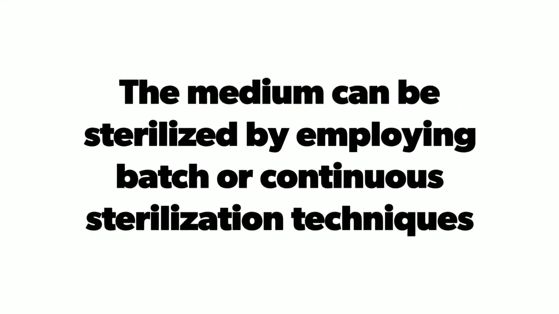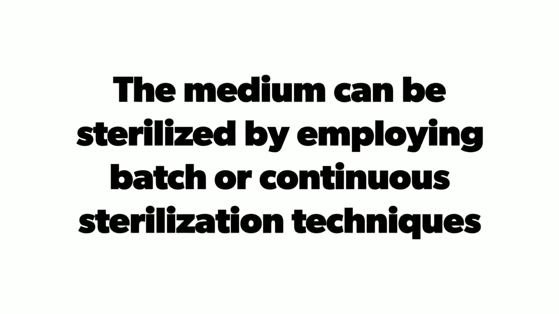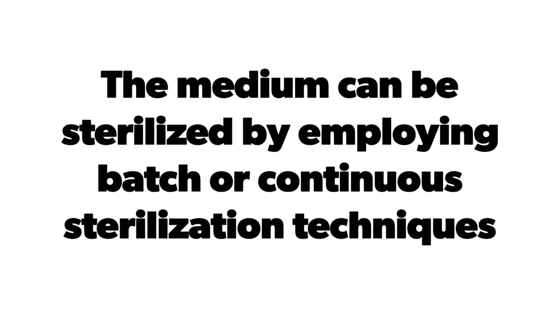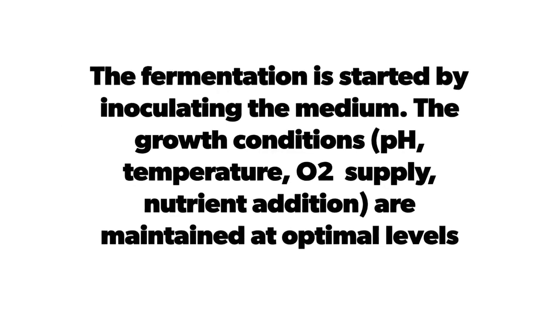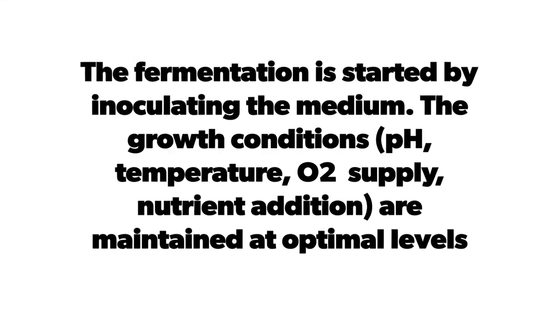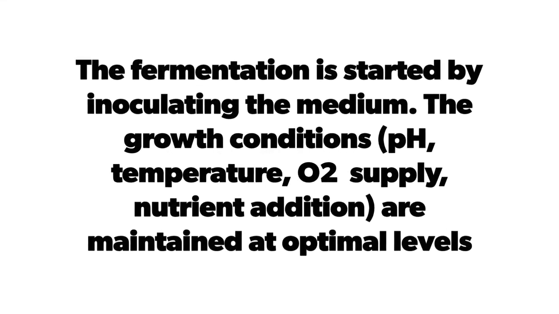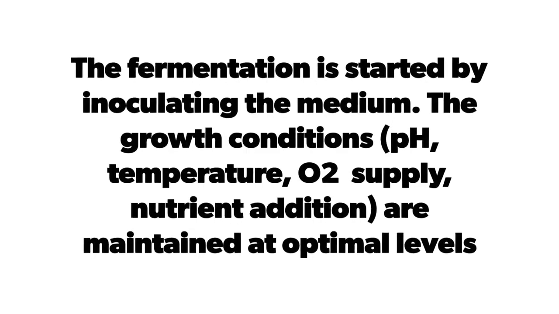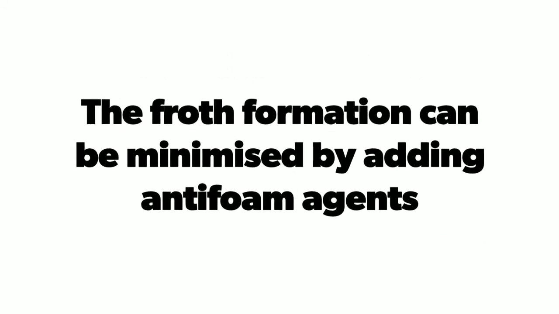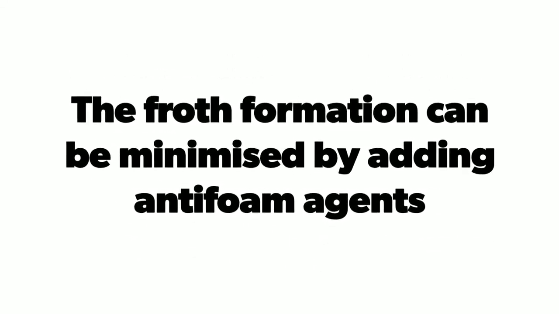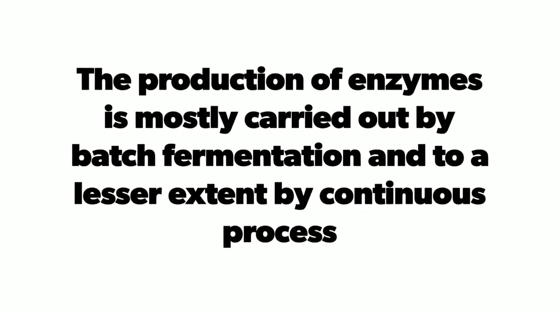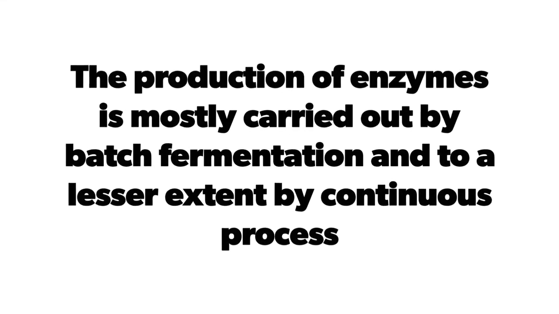The medium can be sterilized by employing batch or continuous sterilization techniques. The fermentation is started by inoculating the medium. The growth conditions, that is pH, temperature, oxygen supply, and nutrient addition, are maintained at optimal levels. The froth formation can be minimized by adding anti-foam agents. The production of enzyme is mostly carried out by batch fermentation and to a lesser extent by continuous process.